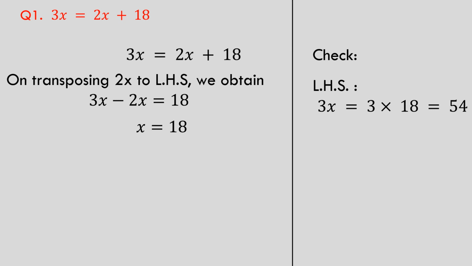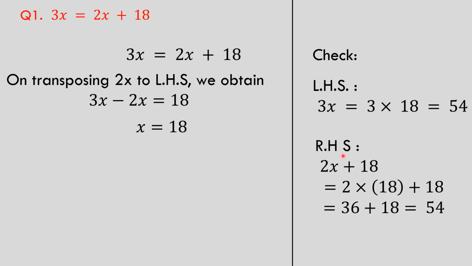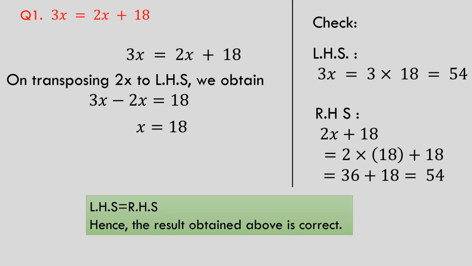Now, we can also check the solution. To check it, let us take the LHS 3x and put the value of x here. We will get 3 into 18, which is 54. So, our left side is 54 and right side is 2x plus 18. If we put here the same value of x, that is 18, then we get 2 into 18 plus 18, which is also 54. So, LHS and RHS are equal, hence the result obtained above is correct.